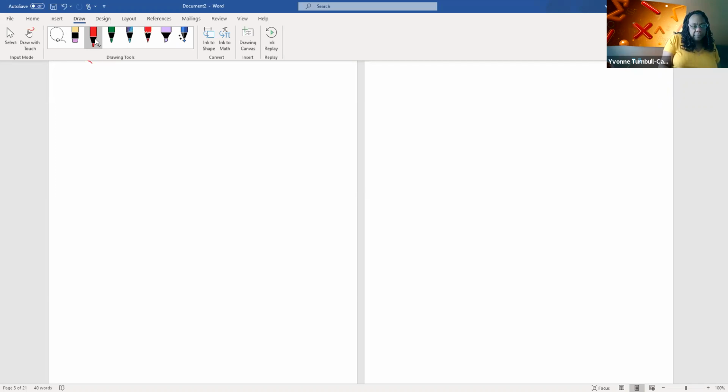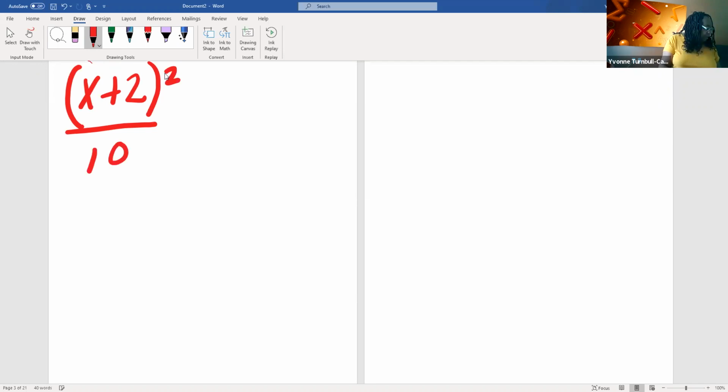Okay, we have parentheses, x plus 2 that is squared, all over 10. Then we have it's divided by 2x plus 4 over x plus 2 squared divided by 10, over 10 divided by 2x plus 4.